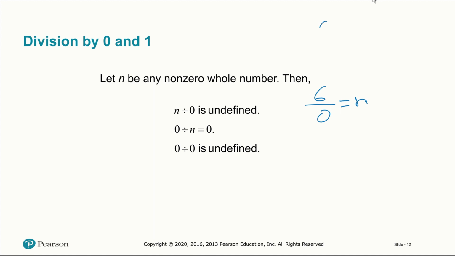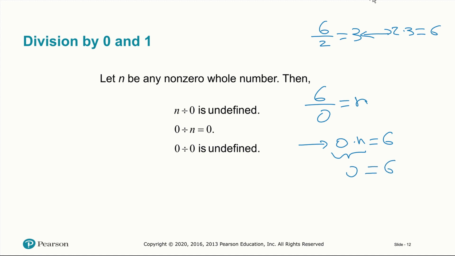if we look at a simpler example of 6 divided by 2 is 3, what does that mean? That means 2 times 3 is equal to 6, right? So this would have to mean that 0 times that number has to equal 6. But remember, 0 times any number is 0. So by assuming that 6 divided by 0 is well defined, we reach a contradiction, because we know 0 is not equal to 6, therefore 6 divided by 0 is undefined.